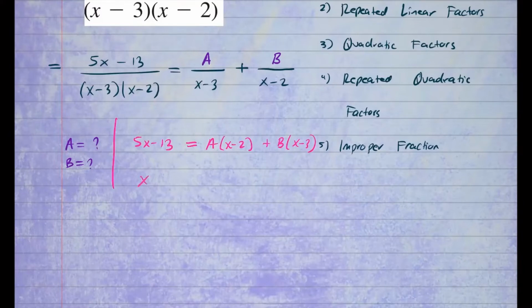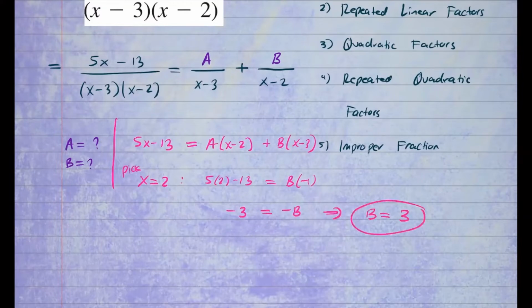I'm going to pick x equals 2. Then your left side is 5 times 2 minus 13, and on the right side, this term is 0. That's why I chose x equals 2. So B times 2 minus 3 is B times negative 1. We have 10 minus 13 on the left side, that's negative 3, equal to negative B. So we know B is equal to 3. All right, so we found B.